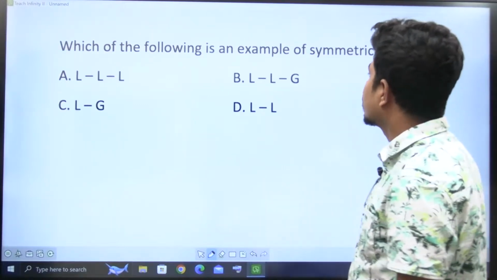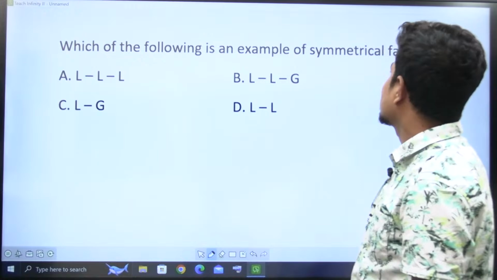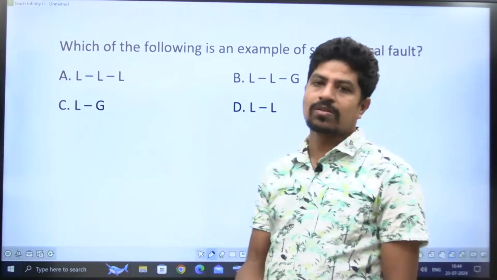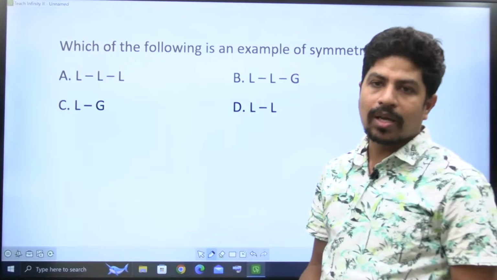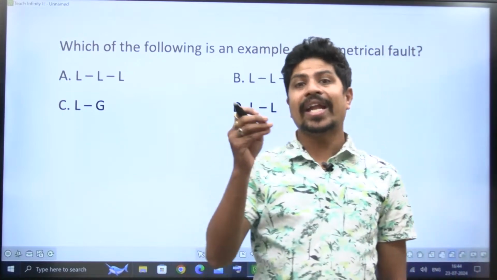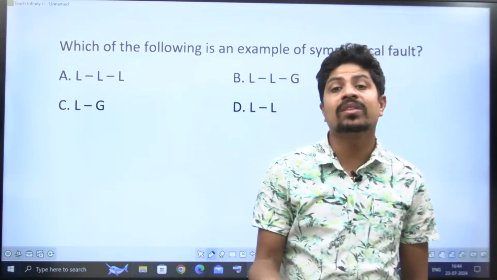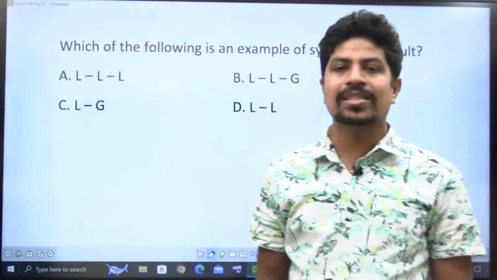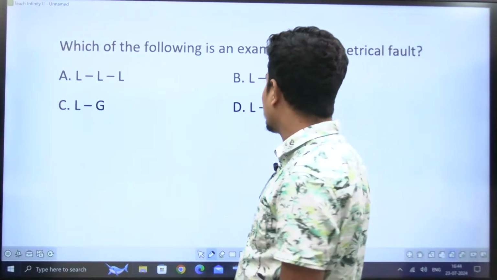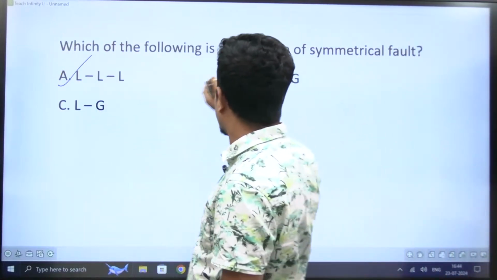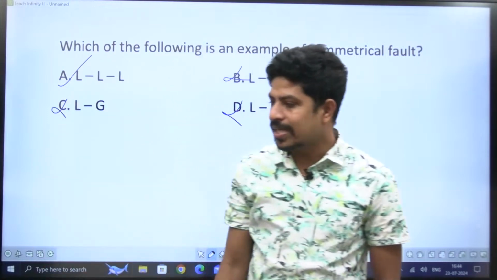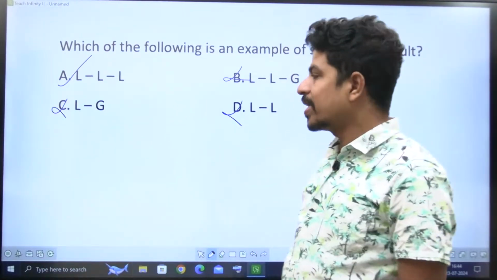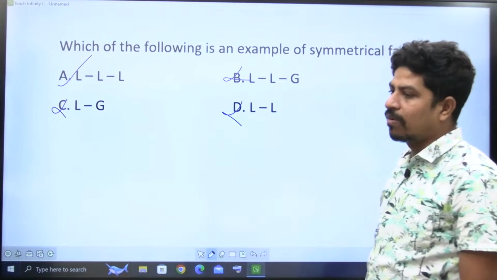Next one. Which of the following is an example of a symmetrical fault? This kind of question the HPCL exam is also asking. See, symmetrical fault means what? If the fault happens on all three phases at a time with the same fault impedance, it is called a symmetrical fault. Triple L is a symmetrical fault. The others are unsymmetrical. Yes, triple L is a symmetrical fault.